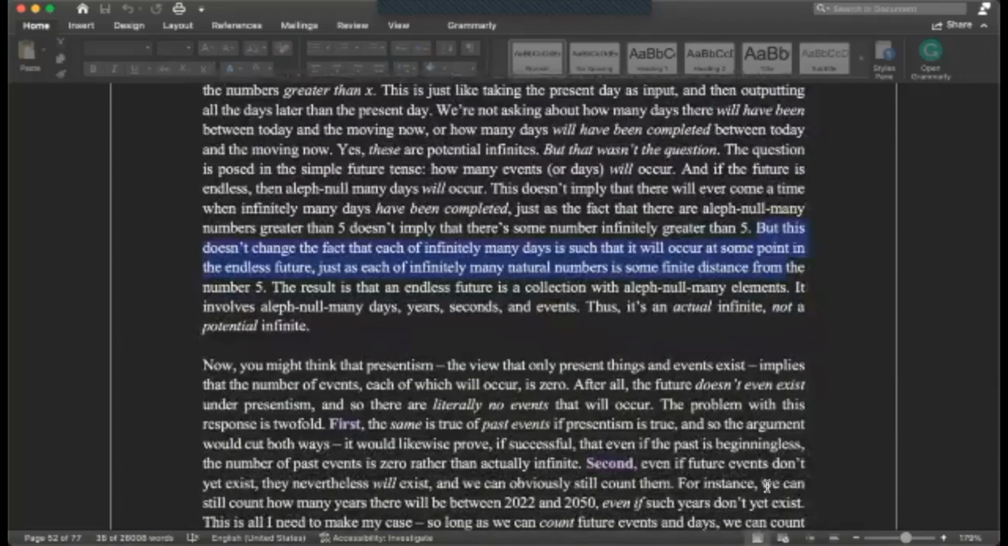Now, you might think that presentism, the view that only present things and events exist, implies that the number of events, each of which will occur, is 0. After all, the future doesn't even exist under presentism, and so there are literally no events that will occur. The problem with this response, however, is twofold. First, the same is true of past events if presentism is true, and so the argument would cut both ways, right? It would likewise prove, if successful, that even if the past is beginningless, the number of past events is 0 rather than actually infinite.